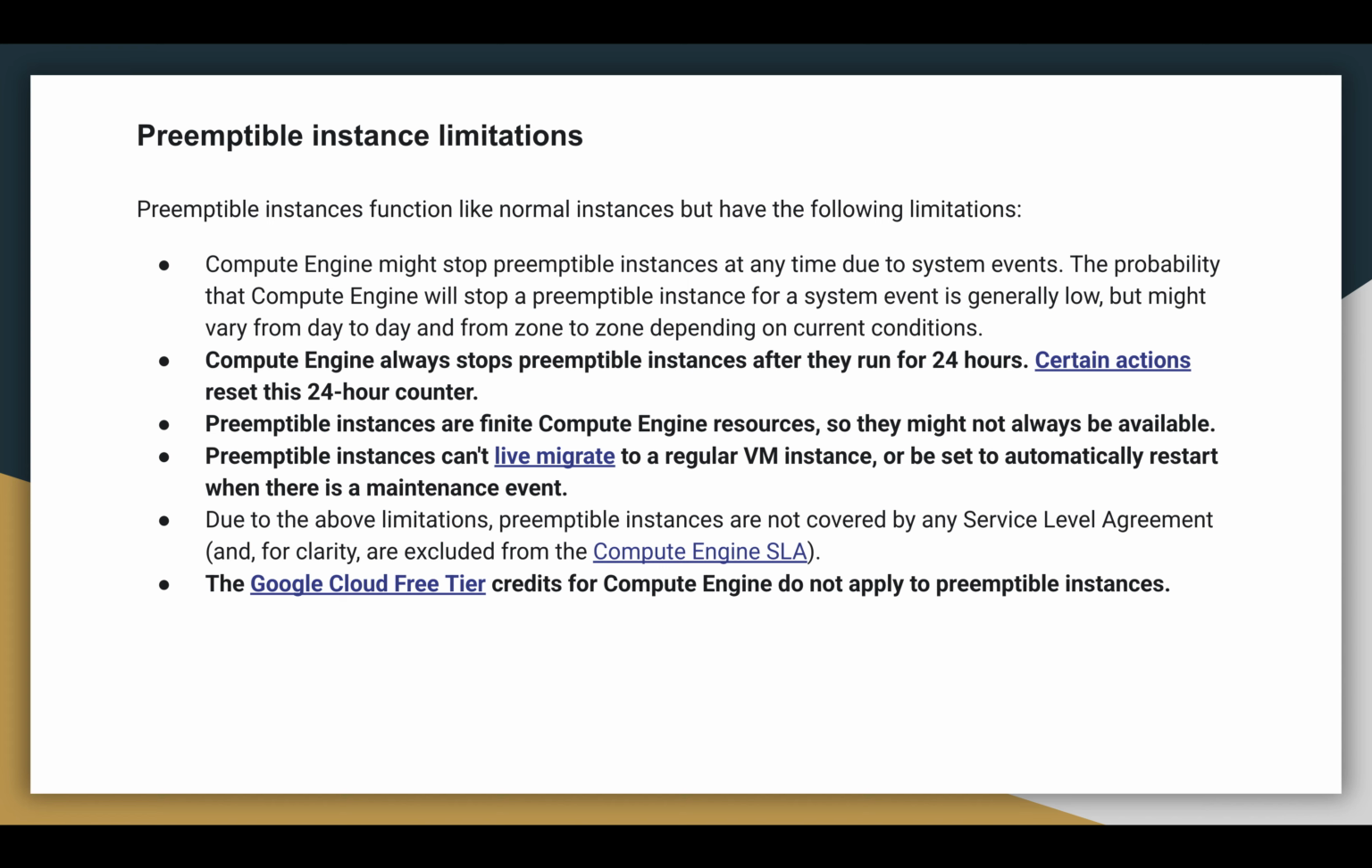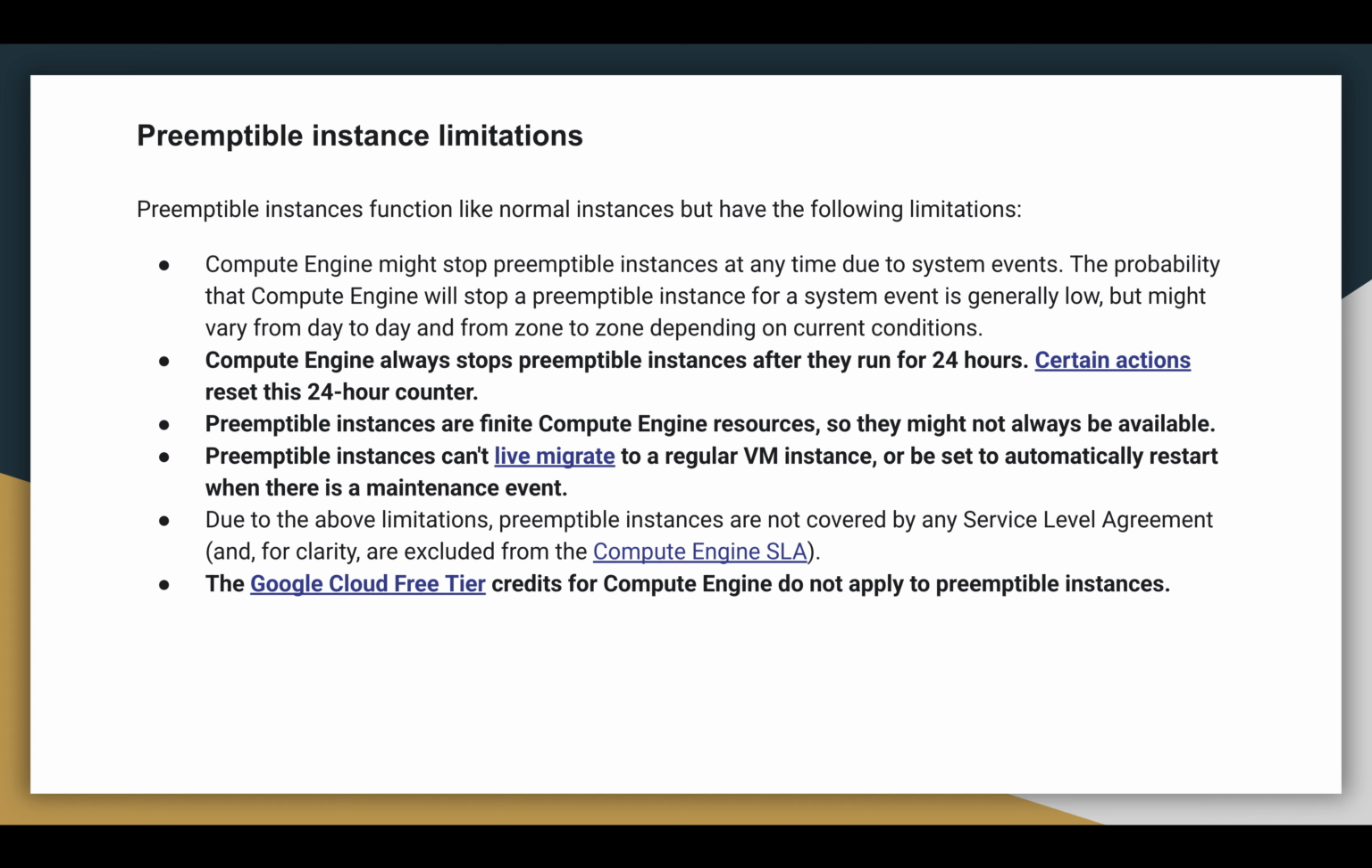I have highlighted a few points here. Preemptible instances function like normal instances but have the following limitations. Compute Engine might stop preemptible instances at any time due to system events. The probability that Compute Engine will stop a preemptible instance for a system event is generally low, but might vary from day to day and from zone to zone depending on current conditions. This is an important point: Compute Engine always stops preemptible instances after they run for 24 hours. Certain actions reset their 24-hour counter.